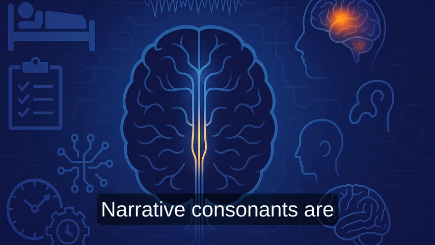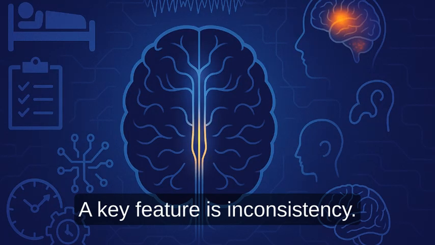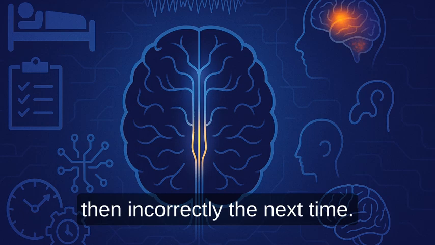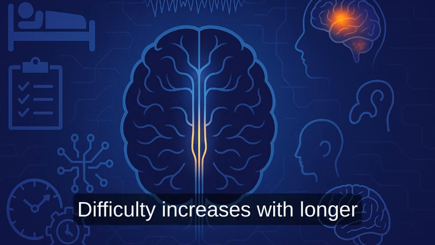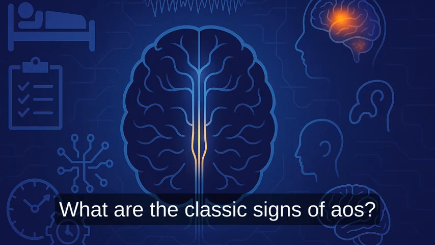Sort of. Consonants are often substituted rather than just distorted. A key feature is inconsistency. They might say a word correctly once, then incorrectly the next time, maybe in a different way. Difficulty increases with longer words and initiating speech. What are the classic signs of AOS?